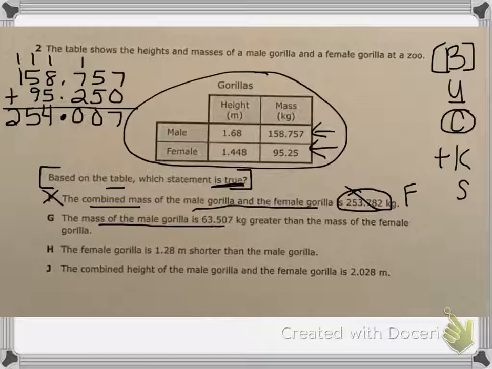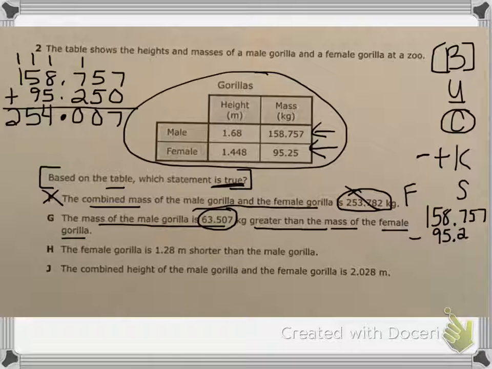The mass of the male gorilla is 63 and 507 kilograms greater than the mass of the female gorilla. Because this is asking if this is greater than that, it's not a comparison. It's actually a subtraction problem. So another operation we're going to use is subtraction. So we need the mass of the male minus the mass of the female to see if that number is correct, to make sure that that mass is that much greater than the female. So we have 158 and 757 thousandths minus 95 and 25 hundredths. I can put a 0 in the thousandths place.